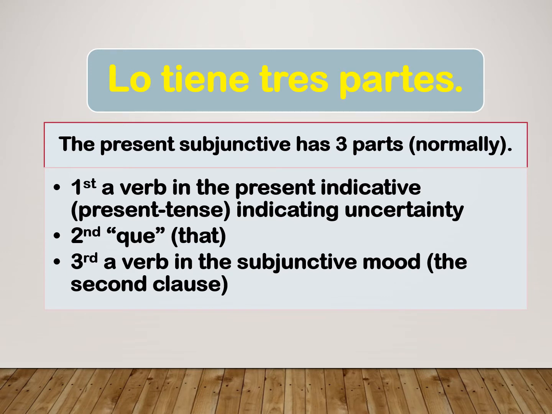Alright, the subjunctive normally has three different parts. Sometimes it can be abbreviated, but typically it should follow this formula. The first part is a verb in the present indicative tense, something indicating uncertainty, doubt, subjectivity. Somebody hopes that something will happen, somebody likes that something will happen. Then que can be the second part, which means that. And then the third part is the verb in the subjunctive mood, in the second clause of the sentence.